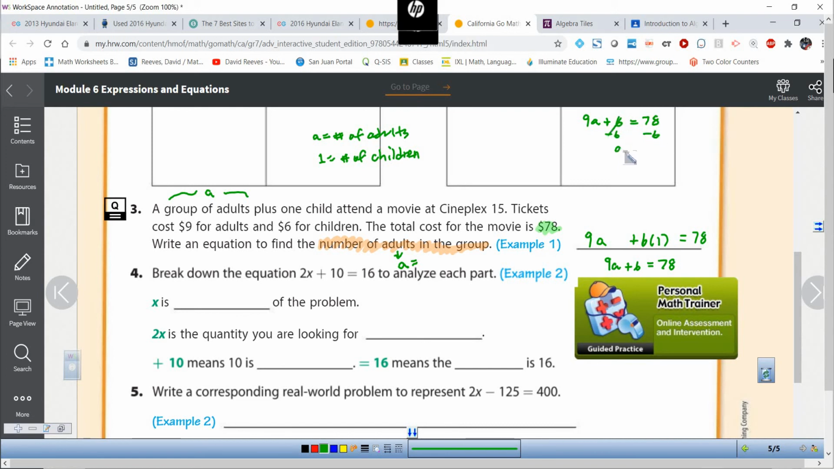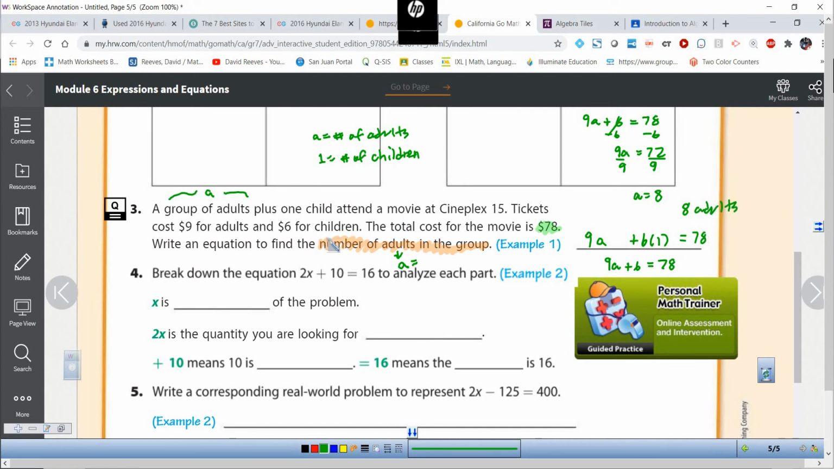What I'm really doing in the context of the problem is I'm taking away what we paid for that one child and saying now everything that we have here is just for the cost for the adults. We divide by 9 and we get A is equal to 8. All right, so there were 8 adults. There were 8 adults in the group and one child.